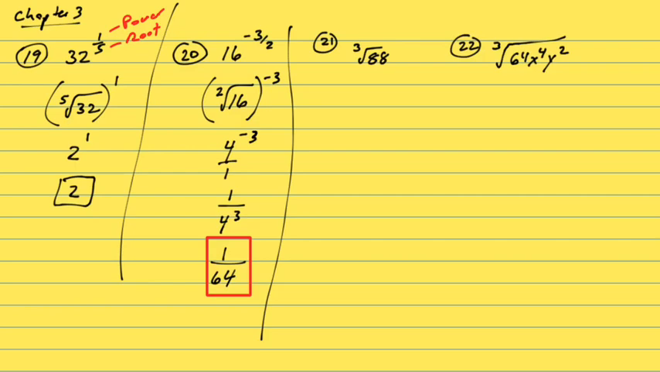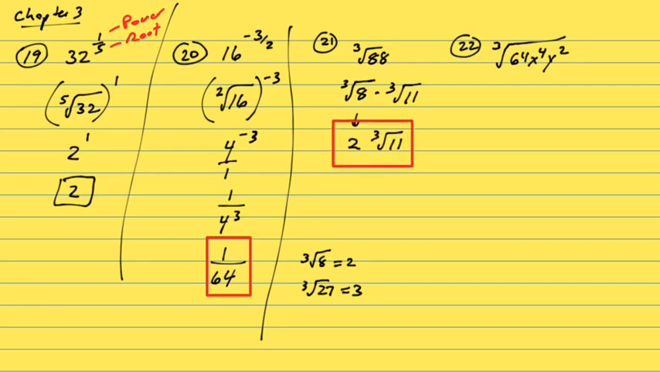Third roots are a little different. You have to look for things like third roots of 8, third roots of 27, because the third root of 8 is 2 and the third root of 27 is 3. But they get pretty big pretty fast. 88 could be called 8 times 11. So the third root of 8 is 2 times the third root of 11. That's all you could do on 21 to simplify it.